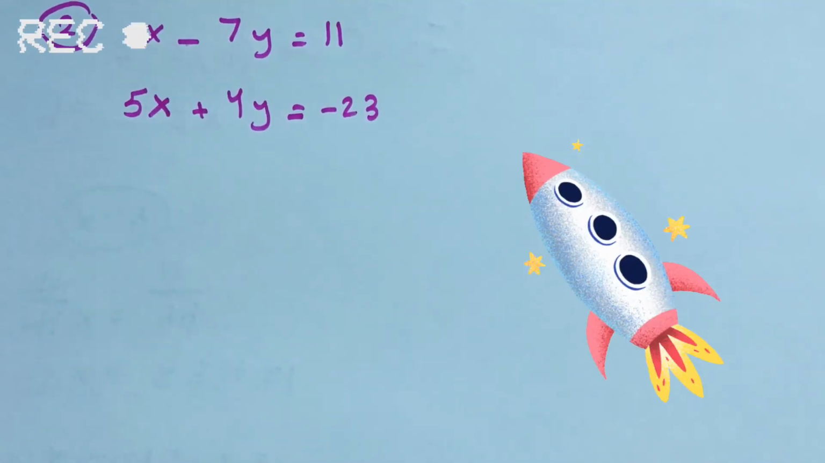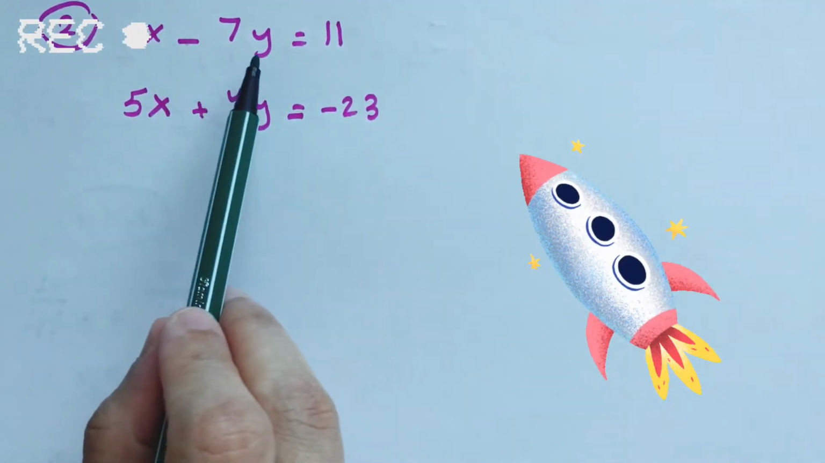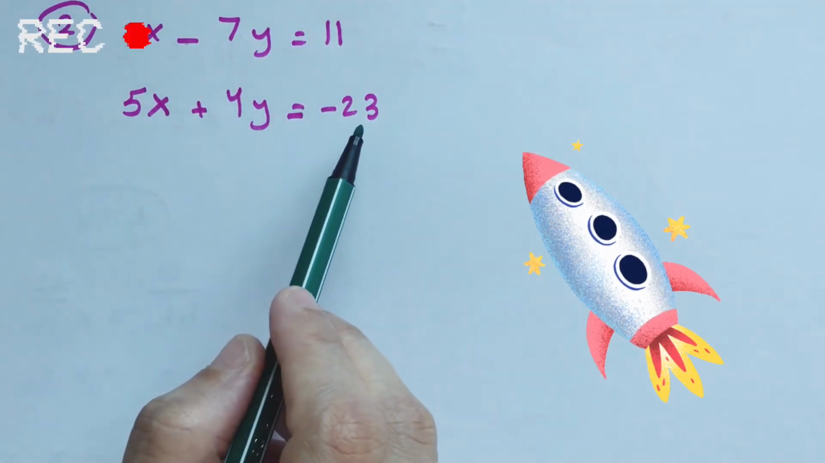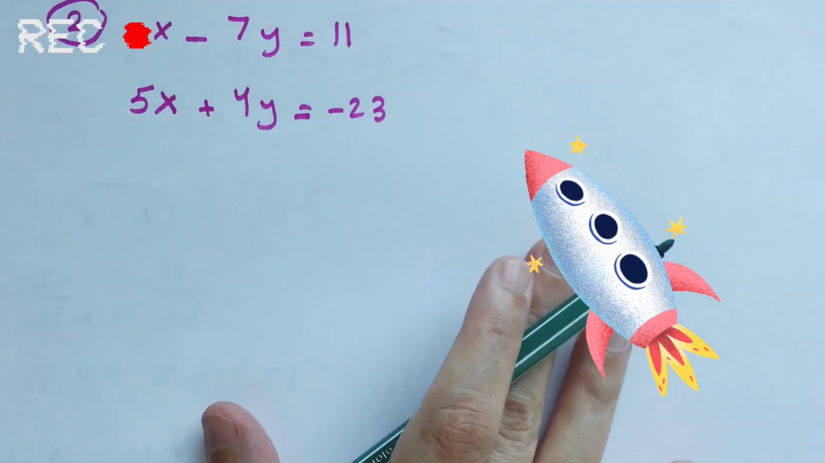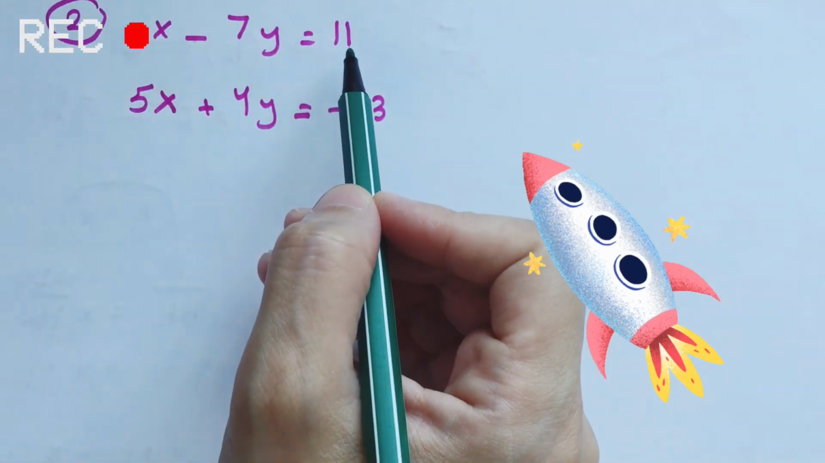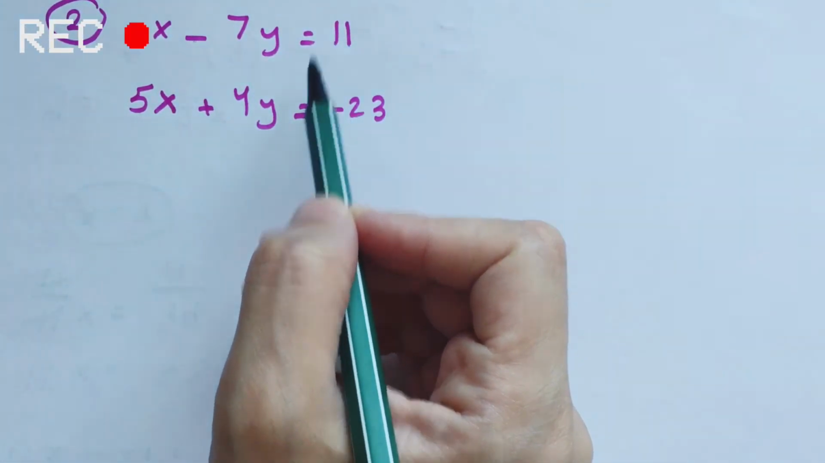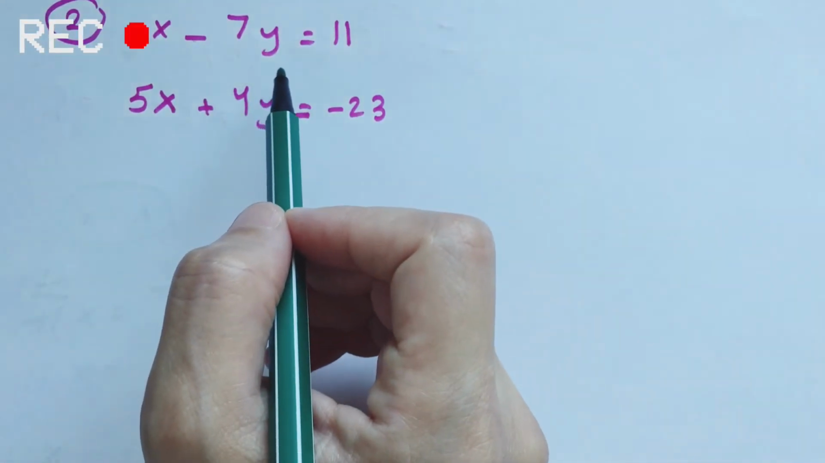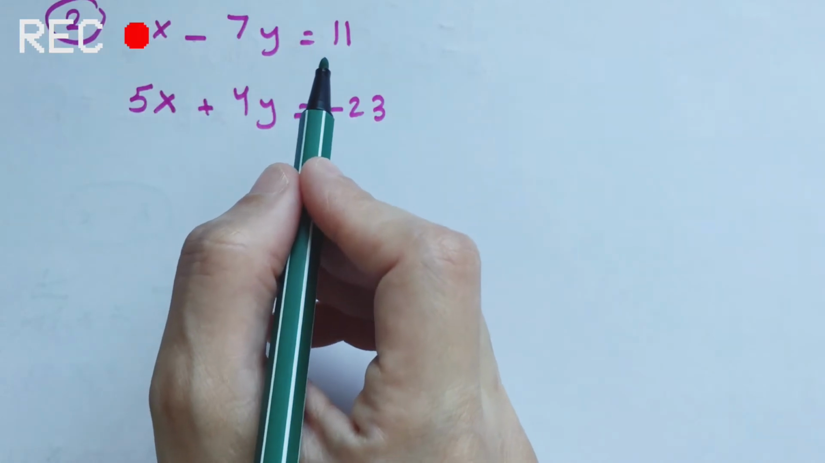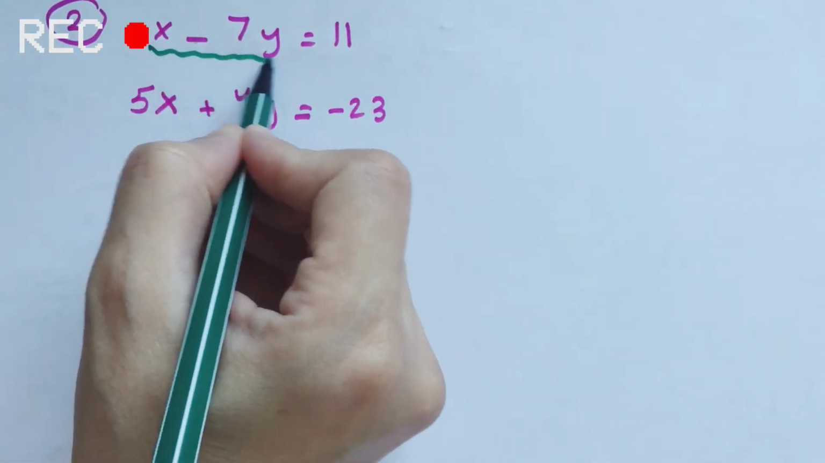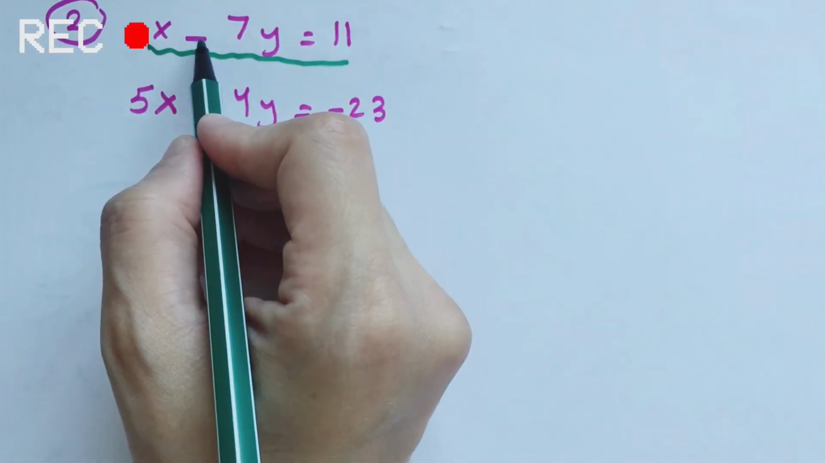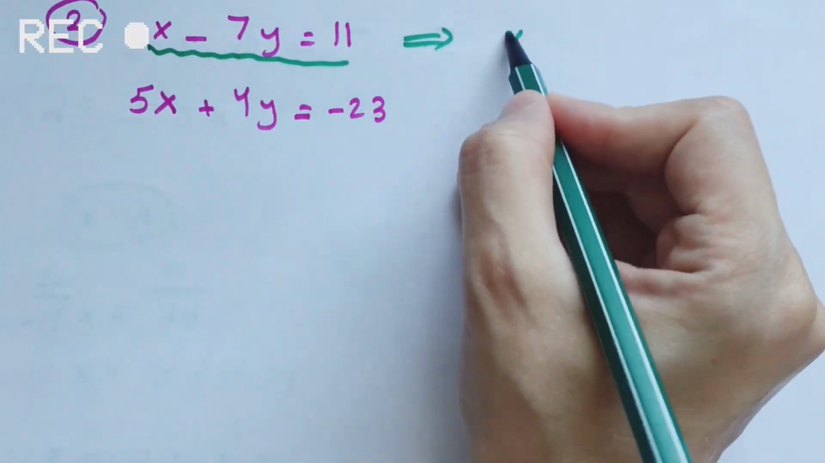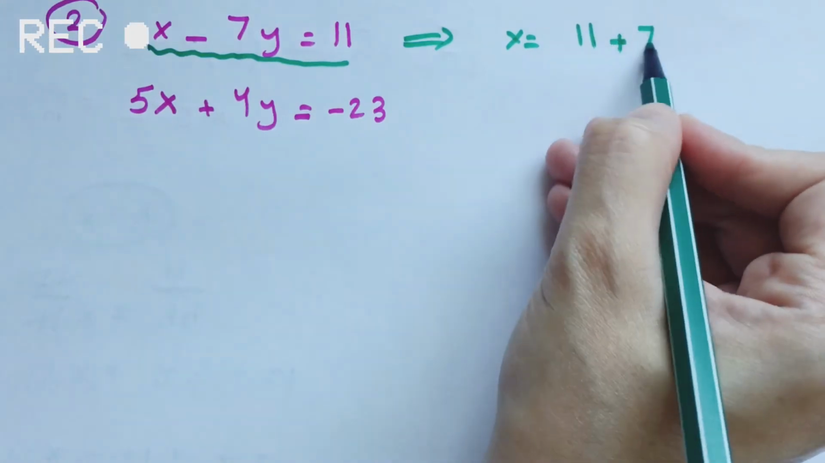So let's do the second example. x minus 7y equals 11 and 5x plus 4y equals negative 23. Like the first question, I have to see which equation has a variable that is easy to keep alone. Yes, in this equation we have the x alone, we just have to move the negative 7y to the other side, and that's it, it will be alone. So x equals 11 plus 7y.